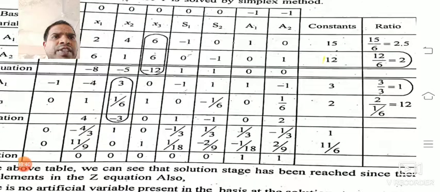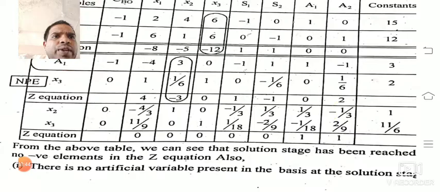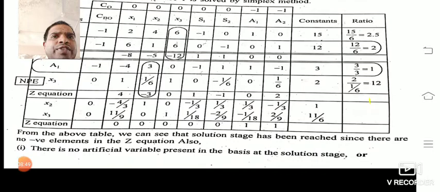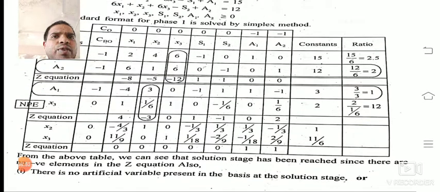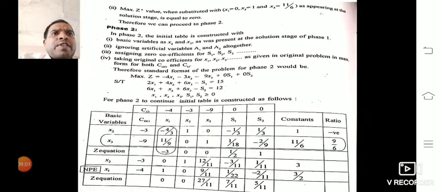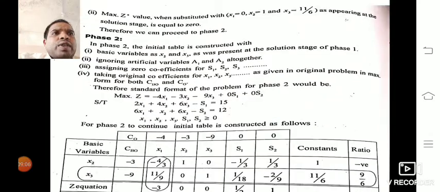In the third step, in the z equation we are getting all positive values. From the above table we can see that the solution has been reached, since there are no negative elements in the z equation. Therefore there are no artificial variables present in the basis at the solution stage. The maximum z star value, when substituted with x1 equals 0, x2 equals 1, and x3 equals 11 by 16, at the solution stage is equal to 0. Then we can proceed to phase 2.